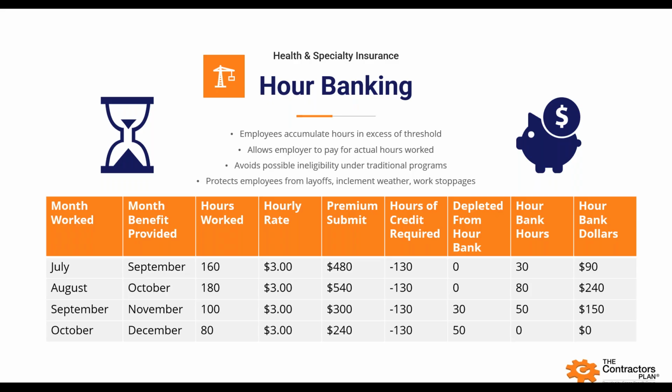And then in September and October, they worked fewer than 130 hours. So now they're drawing down from the bank. Now the employer isn't coming out of pocket to pay for hours when they're at a slack work period.